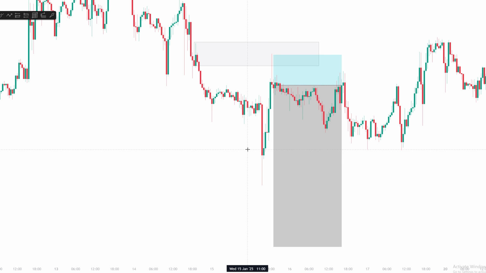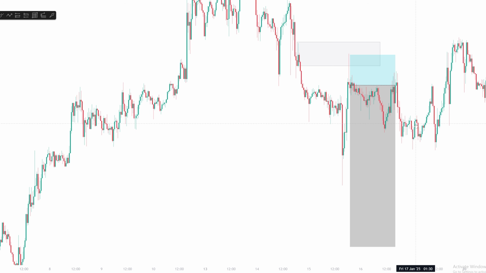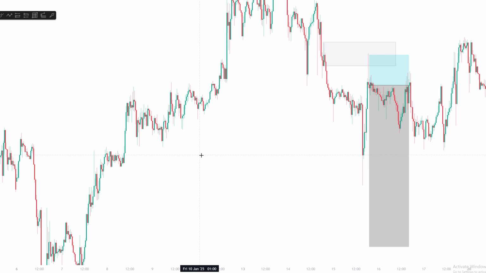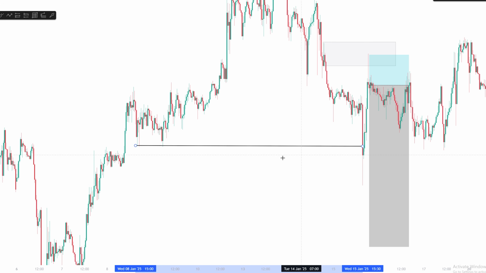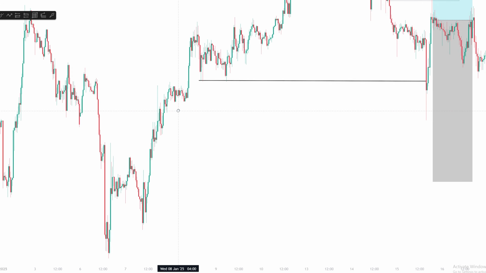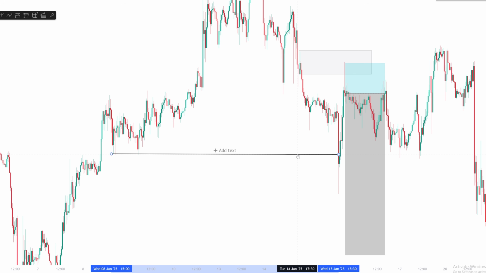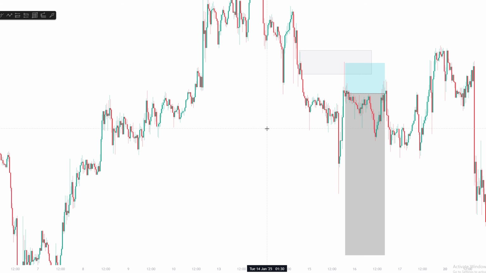Not a trade I would take right now. This was back in January. But probably what I thought back in the day was we took out these lows, we disrespected this demand zone, and then I thought we could look for sales. That's probably what I thought at the time.